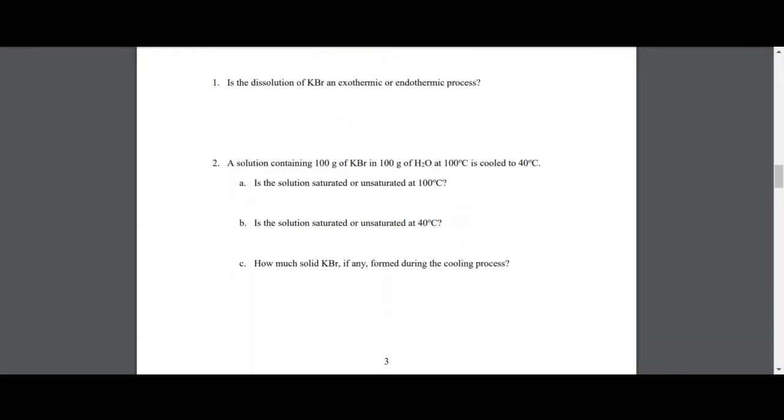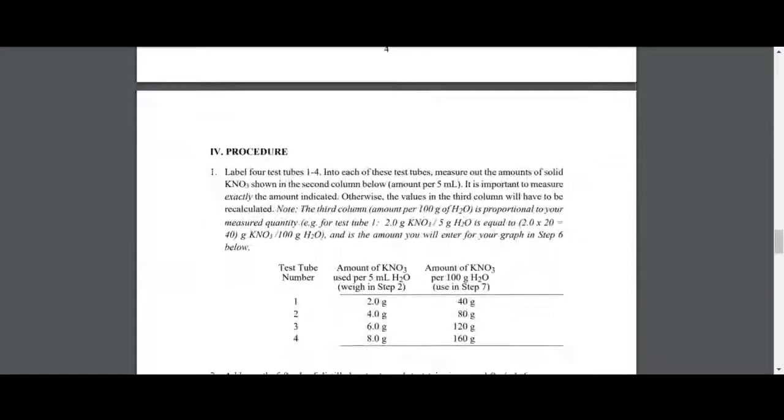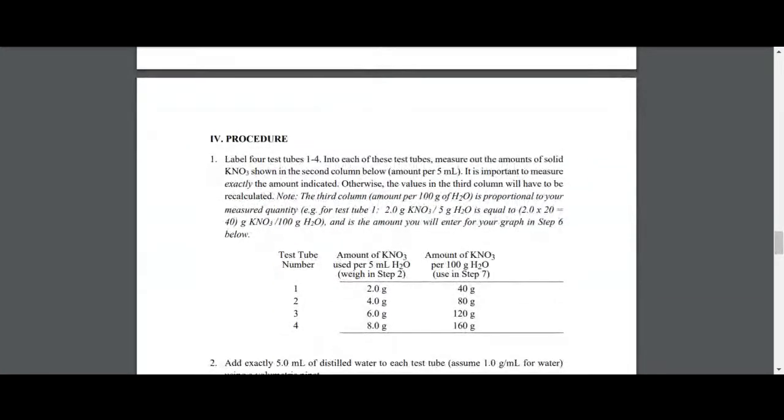So is the solution saturated at 40 degrees? Yes. If you have 100 grams, definitely it's going to be saturated at 40, because at 40 degrees it can only take 80 grams, not 100 grams. You put 100 grams, it's more than enough. It's going to be saturated, and some of it would stay as a solid piece. How much KBr is going to form when you cool it down is the difference. You started with 100, now only 80 grams can stay in the solution, and the rest is going to go to solid form. So 20 grams is going to come out.